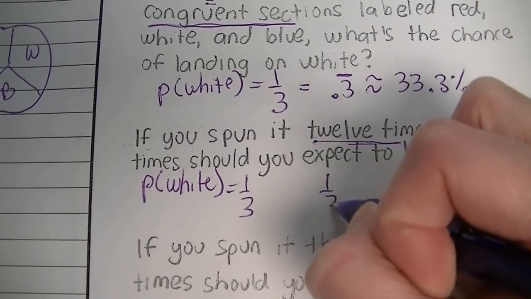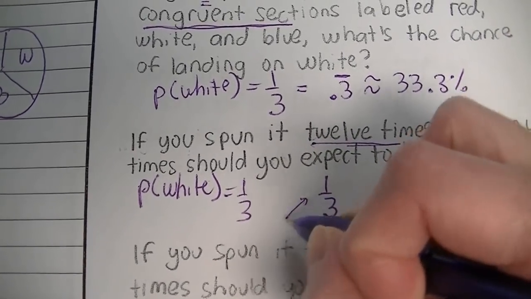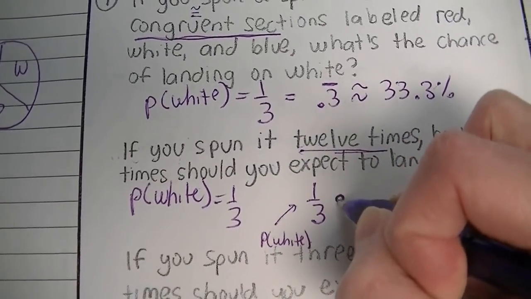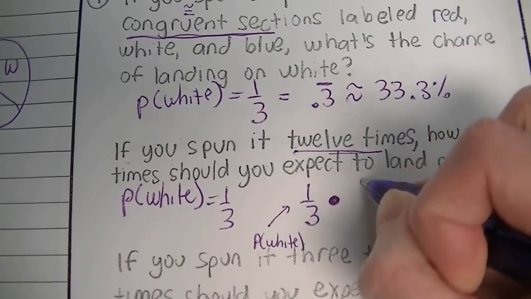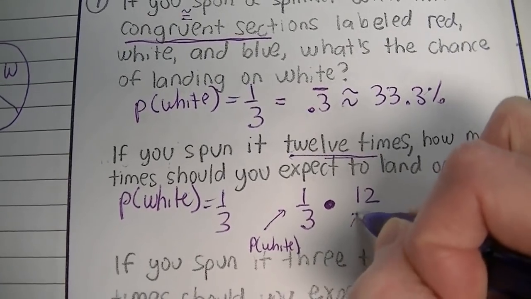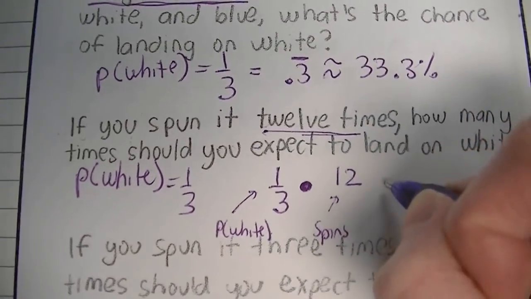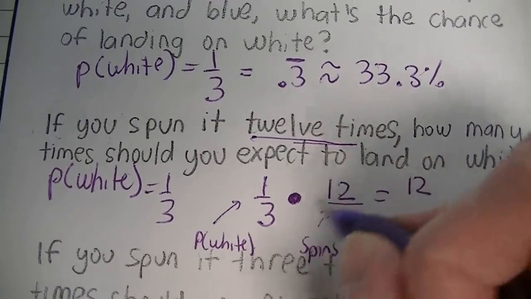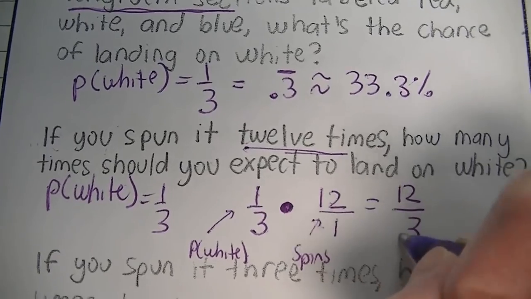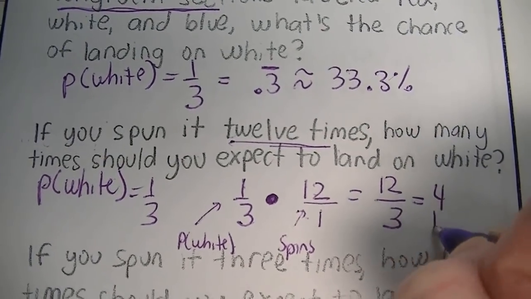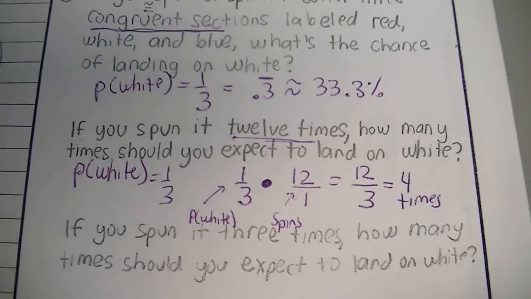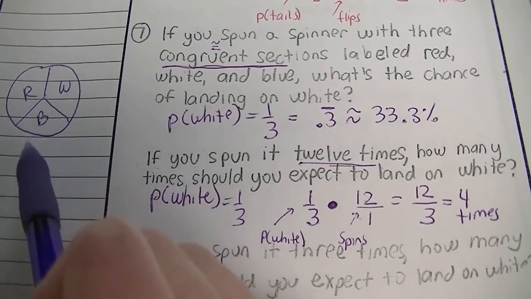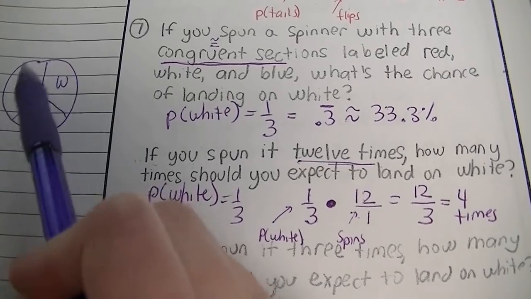So we start with 1/3, which is the probability of landing on white. But we spun it 12 times, so 12 spins. Okay? So let's multiply straight across here. 1 times 12 is 12. 3 times 1 is 3. Hey, 12 divided by 3, that's 4 times. That's how many times you would expect to land on white if you spun this spinner 12 times.